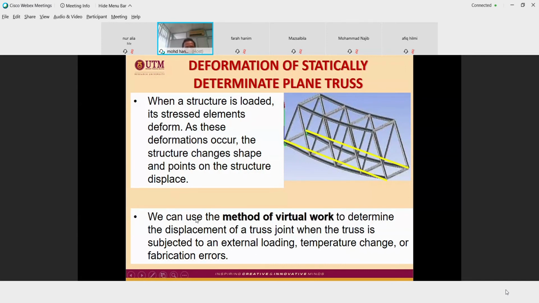Okay. And we can use the method of virtual work to determine the displacement of a truss joint when the truss is subjected to an external load, temperature, or fabrication error. So we will have 3 examples in the next slide. Due to external loading, due to temperature, and also due to fabrication error. Sorry, we don't have an example on fabrication error. Okay.